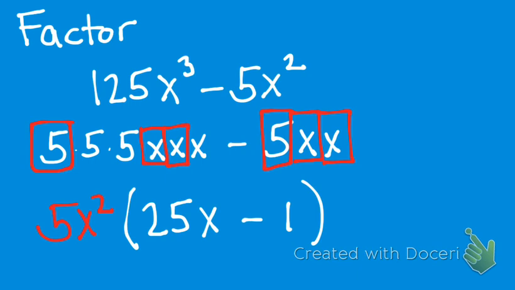Now remember, we started with 2 terms, so we need 2 terms in the parentheses. The first term, what's left, is 25x. The second term, everything's been factored out. And remember, we're dividing when we factor it out. So when you divide 5x squared by 5x squared, you're left with a 1. Make sure you put the 1 in your parentheses.